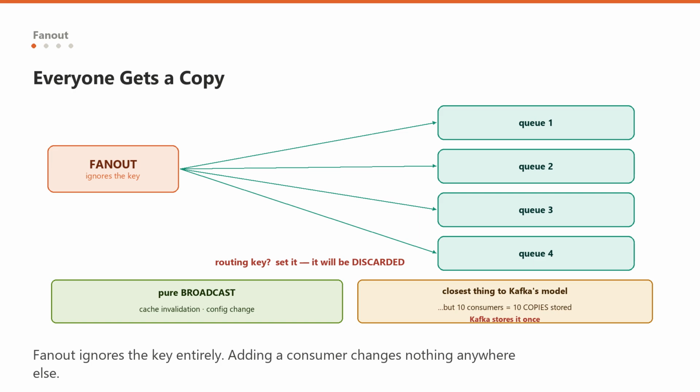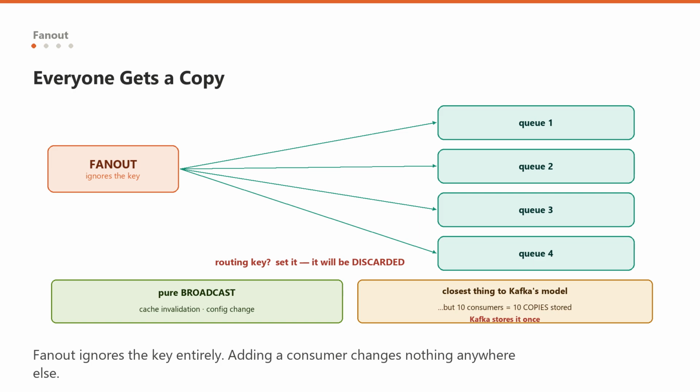When would you want it? When an event is genuinely of interest to everyone and you refuse to encode who those everyones are. A cache invalidation event. Every service instance holding a cache needs to know. A configuration change. A global system announcement. And crucially, adding a new consumer requires no change anywhere except that consumer binding its own queue. The producer does not change, the exchange does not change, and no existing binding changes. That is about as decoupled as it gets.